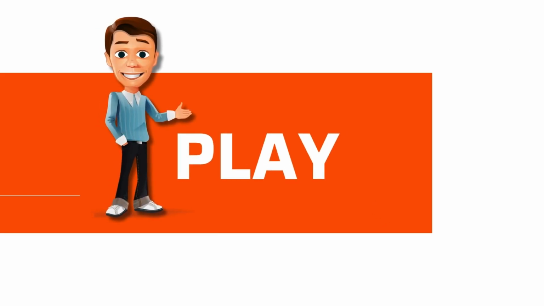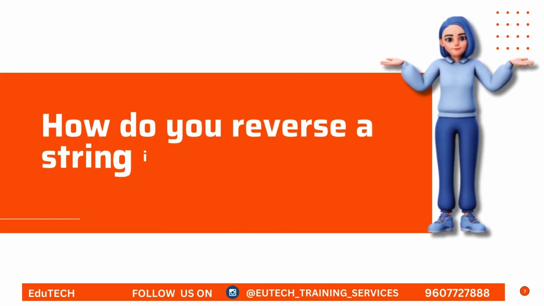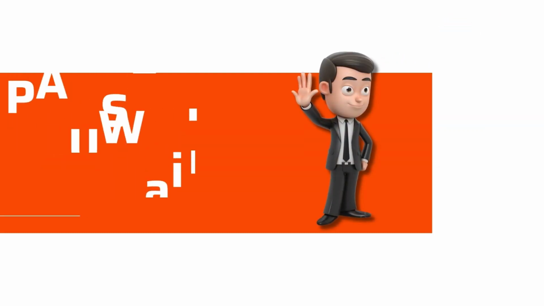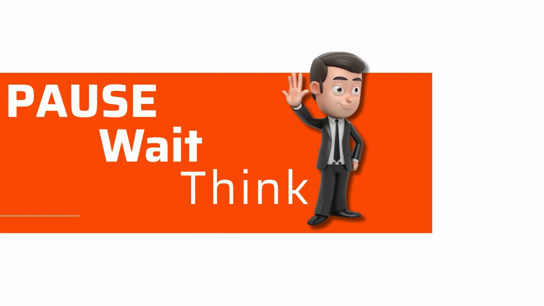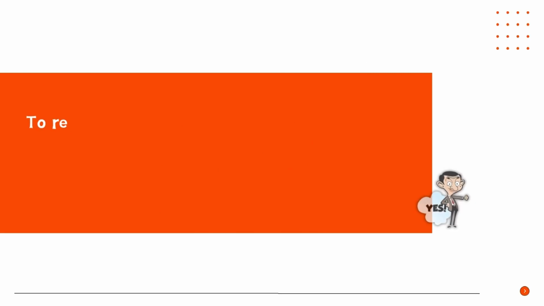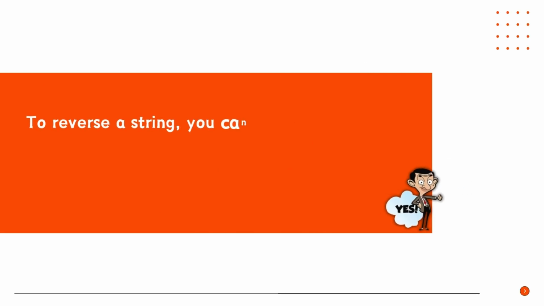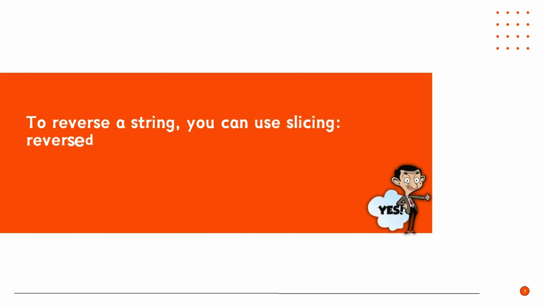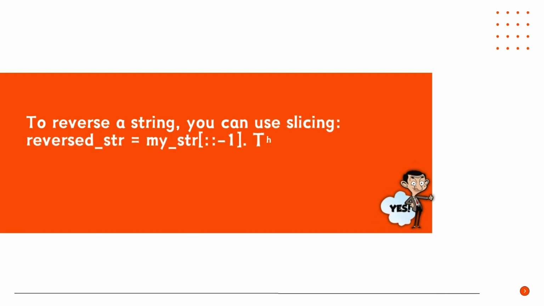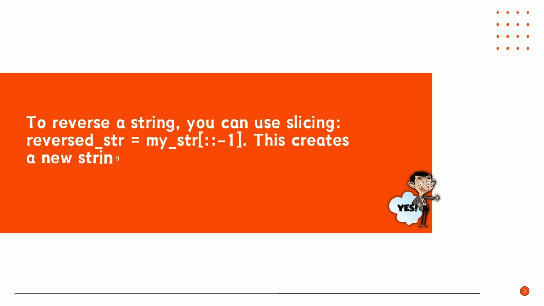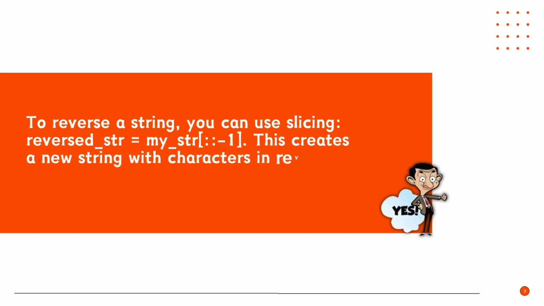How do you reverse a string in Python? To reverse a string, you can use slicing, reversed_str = my_str[::-1]. This creates a new string with characters in reverse order.